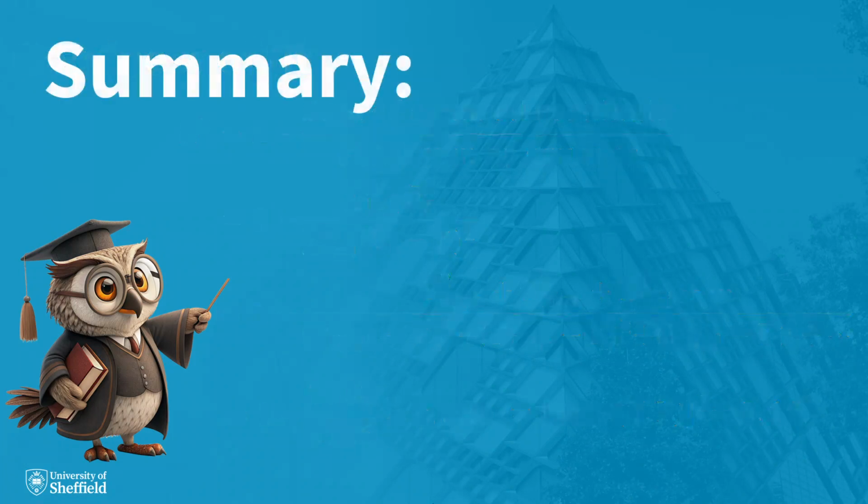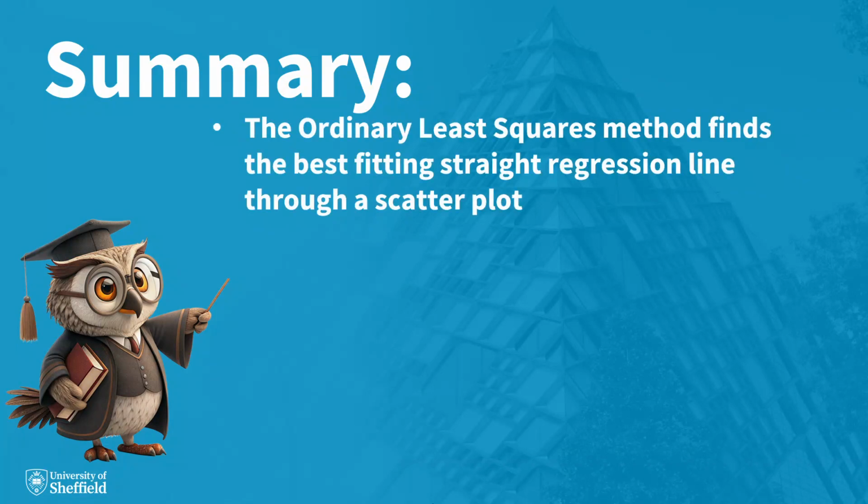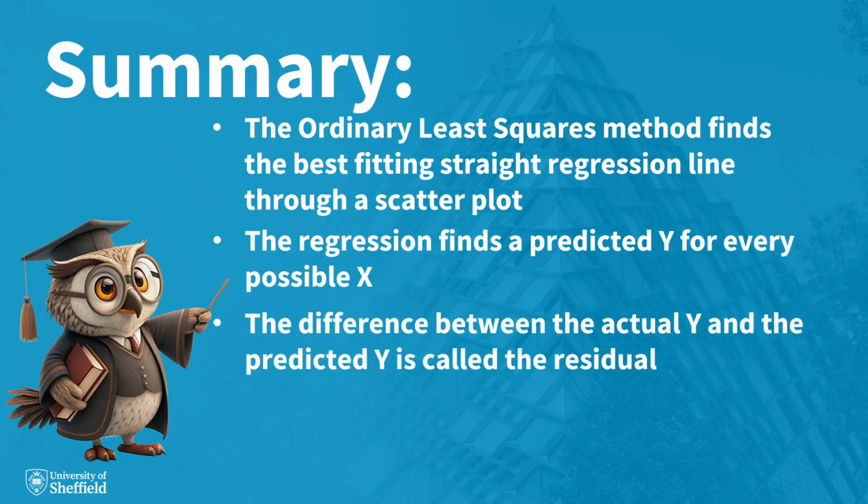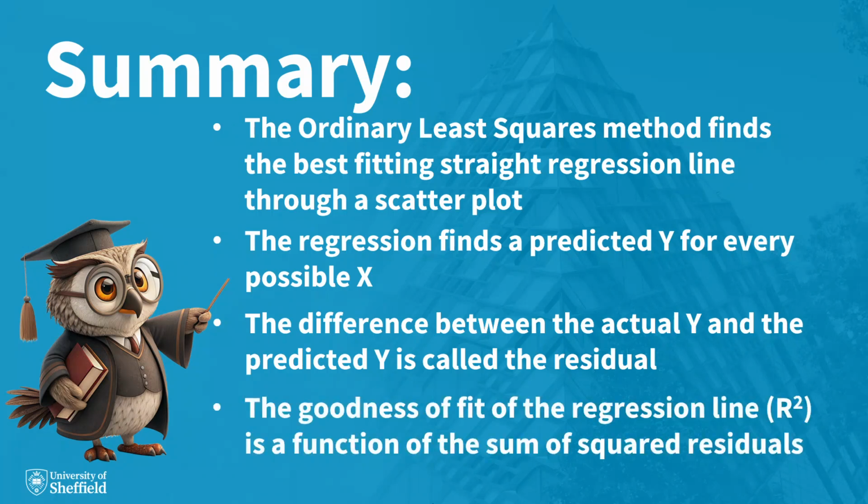In summary, the ordinary least squares or OLS method finds the best fitting straight regression line through a scatter plot. The regression line gives a predicted height for age based on the child's wealth index, and for a given child in our sample, the difference between their actual height for age and predicted height for age is called the residual. And if we square all these residuals and add them together, we can use this sum to find the goodness of fit of the regression line.